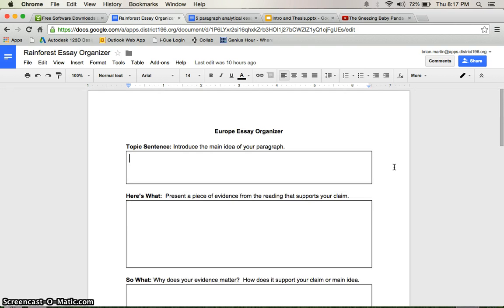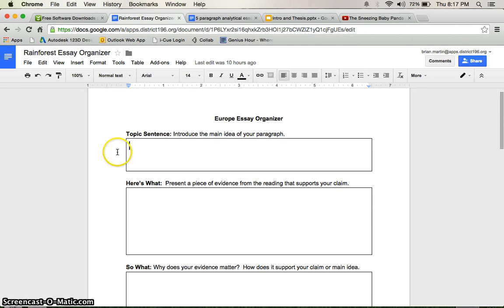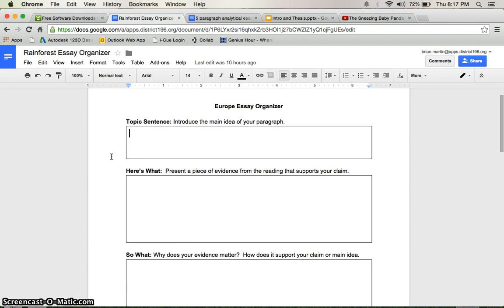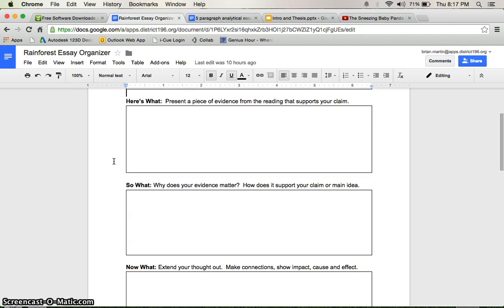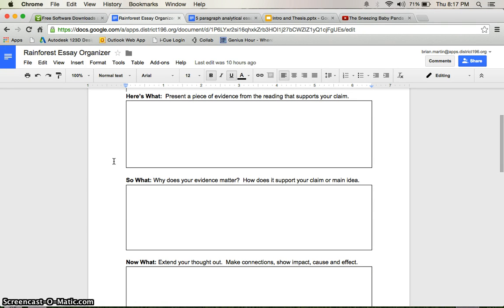If you choose this option, you'll take this packet from the sub. He has both options, this and the TBEAR. And you should have 3 sheets of paper regardless of which one you take, and that would be one for each of the main bodies of your paragraph. On the here's what, so what, now what, you would start off by writing the topic sentence, which again introduces the main idea of your paragraph. The here's what, if you remember, is just kind of the presentation of the information. More than likely, this is going to be the spot where you will put your direct quotation.